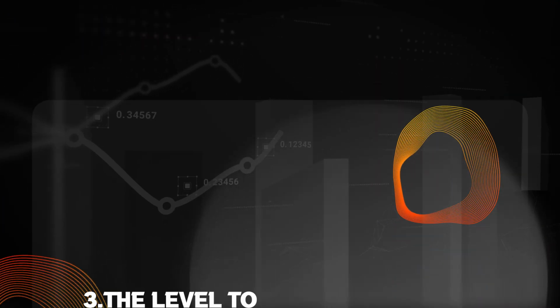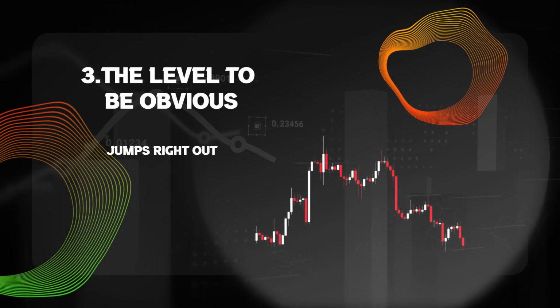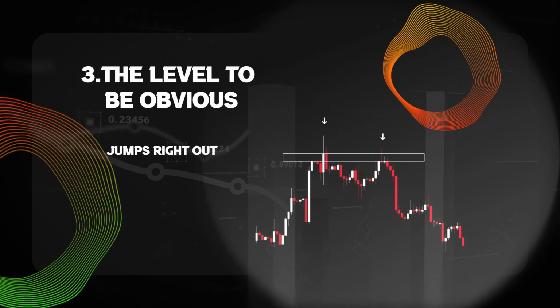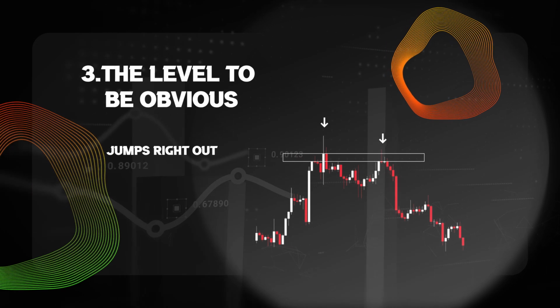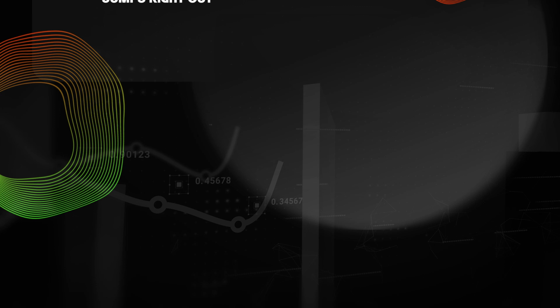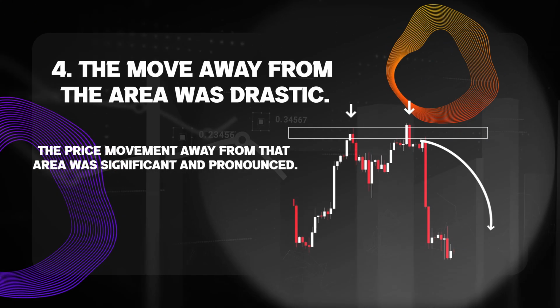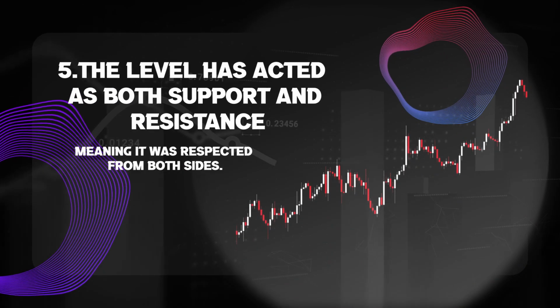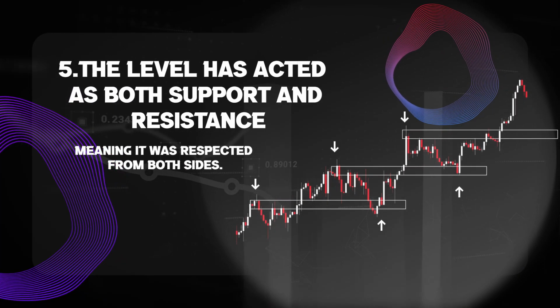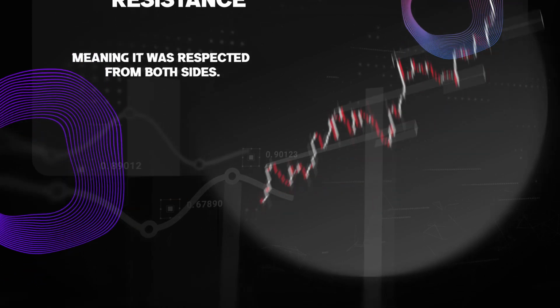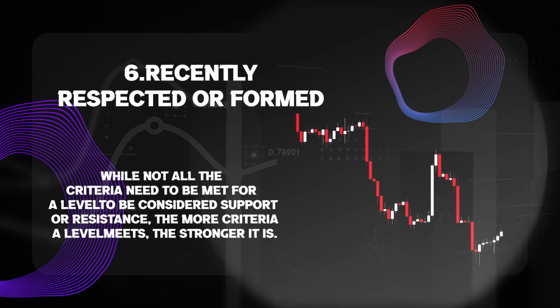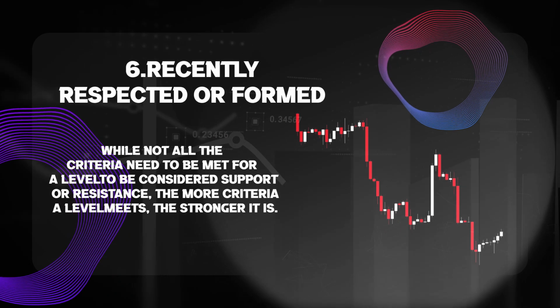We aim for levels that are immediately noticeable, ones that stand out clearly when you look at the chart. This means the level should be so evident that it catches your eye right away. The move away from the area was drastic. The level has been respected as both support and resistance, indicating it has held strong from both directions. The level has been respected or formed recently, making it particularly significant.